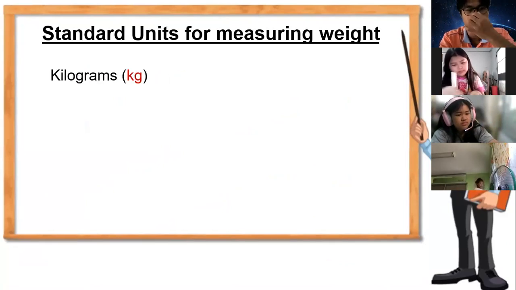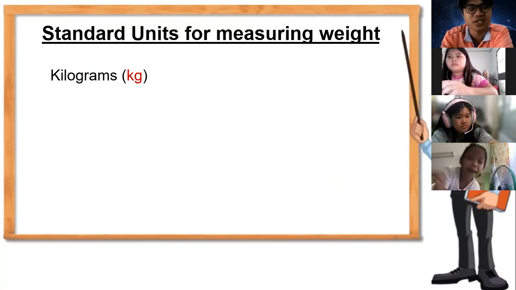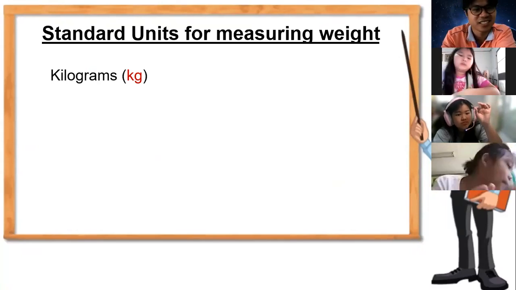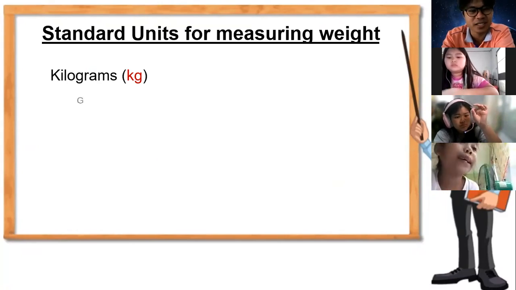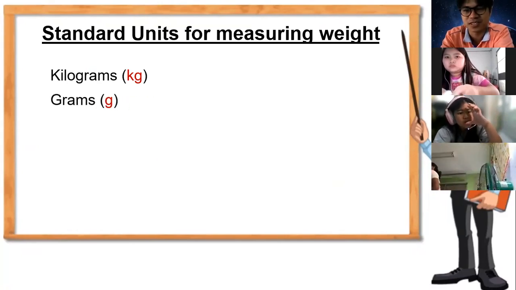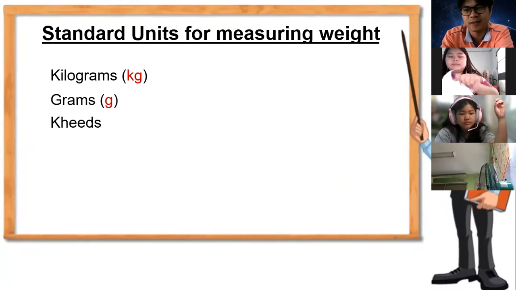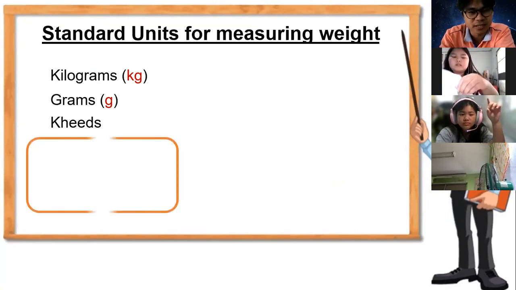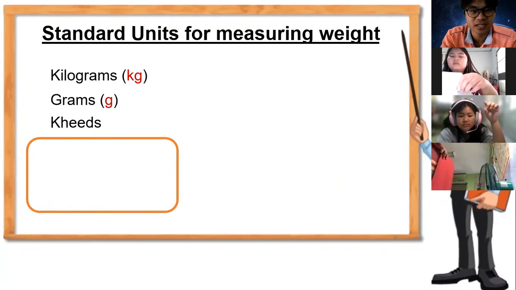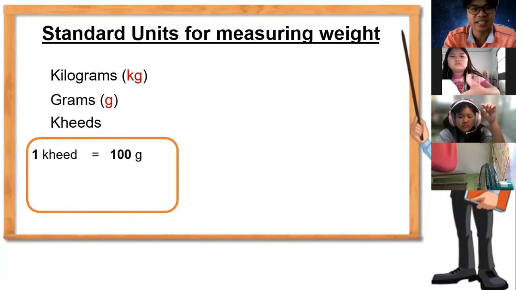We have what we call kilograms. The abbreviation is kg, kilograms, and the other one is called grams. The symbol is g. And here in Thailand, we use the term kids. So take note that 1 kilogram, or 1 kid, how many grams?